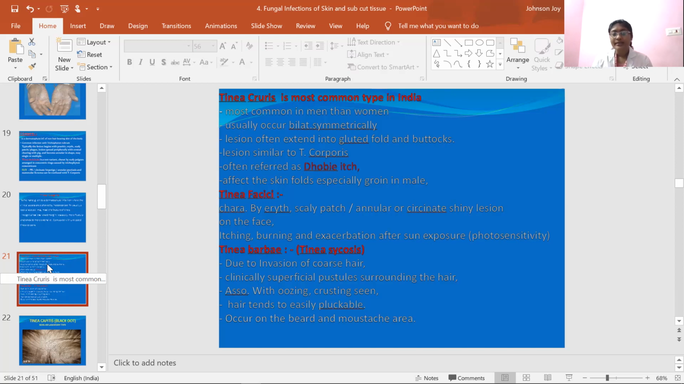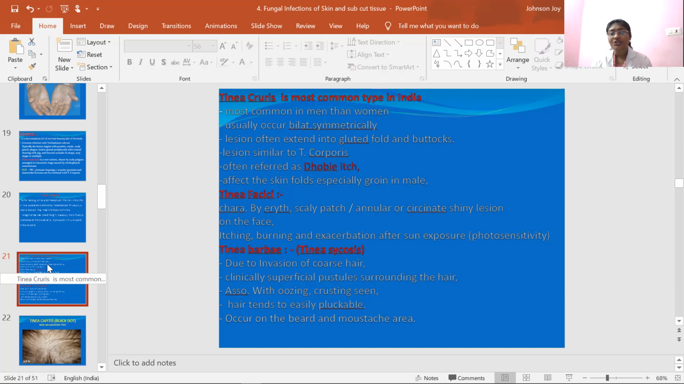Tinea faciae is characterized by, again, an erythematous scaly patch or annular, or it can be a circinate shiny lesion also on the face. There can be intense itching, burning, and exacerbation after sun exposure, which means there is a photosensitivity factor also.